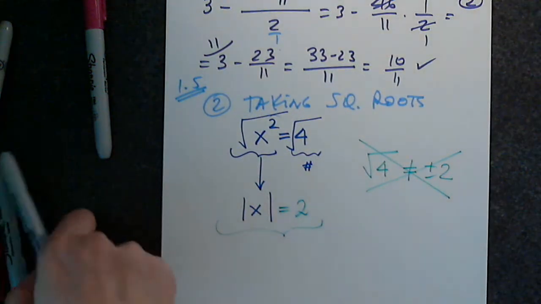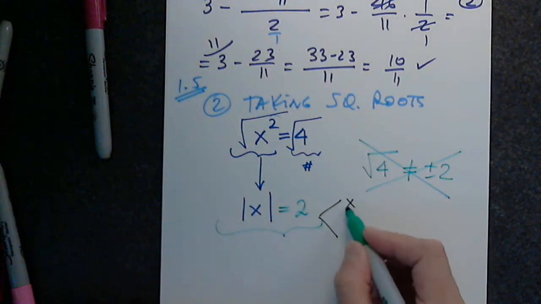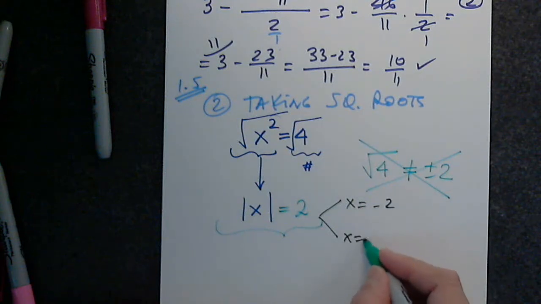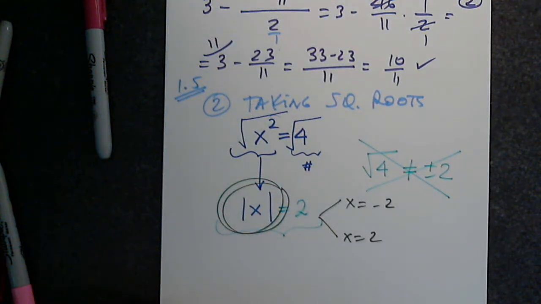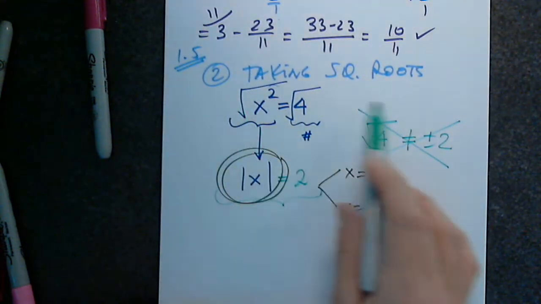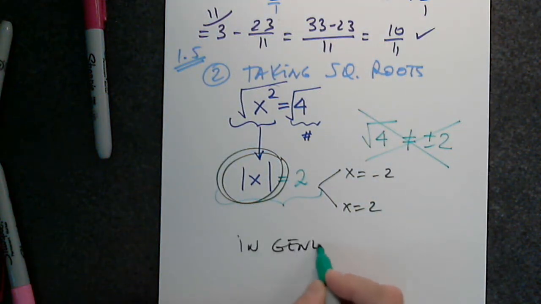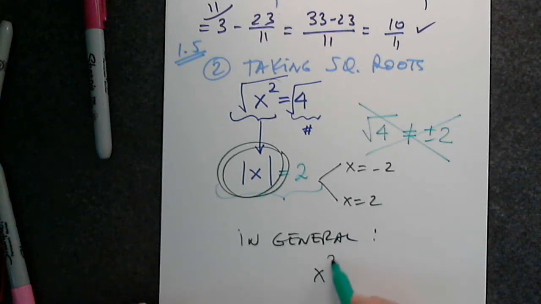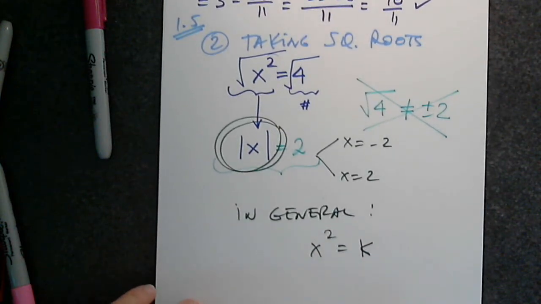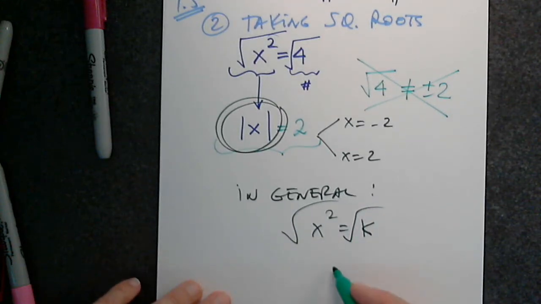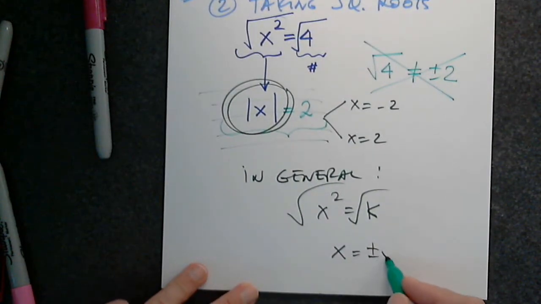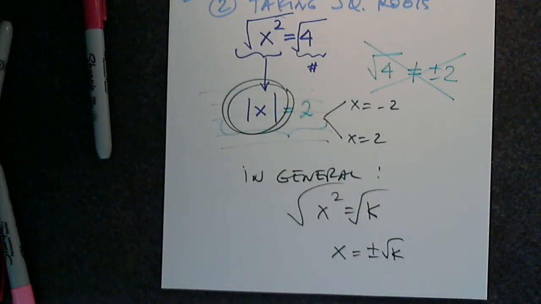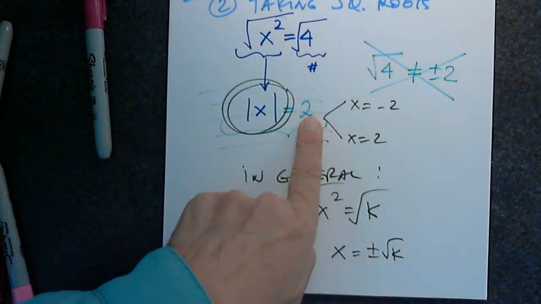I want you to make sure you understand that. So when we solve this equation, we get positive 2 and negative 2. But the positive and negative come from here, not from 2. In general, the principle of taking square roots, we write x squared equals k, a number, positive, negative, or 0. And when we take square roots, we omit this step. That's how my students get confused, and they say that the square root of 4 is plus or minus 2. It's not. The plus or minus comes from this side, not from that side.